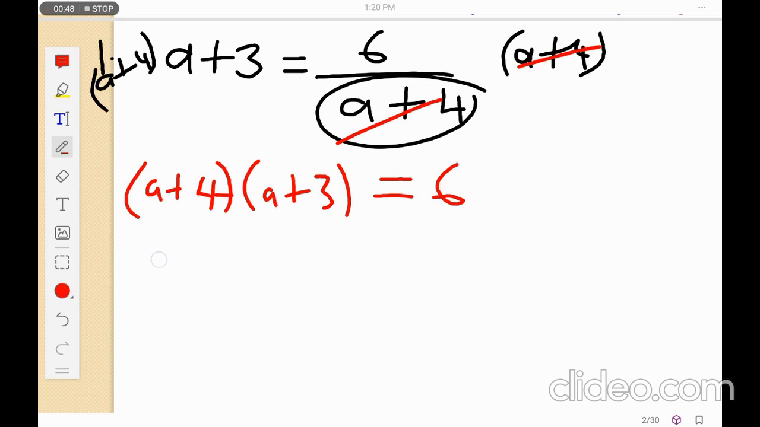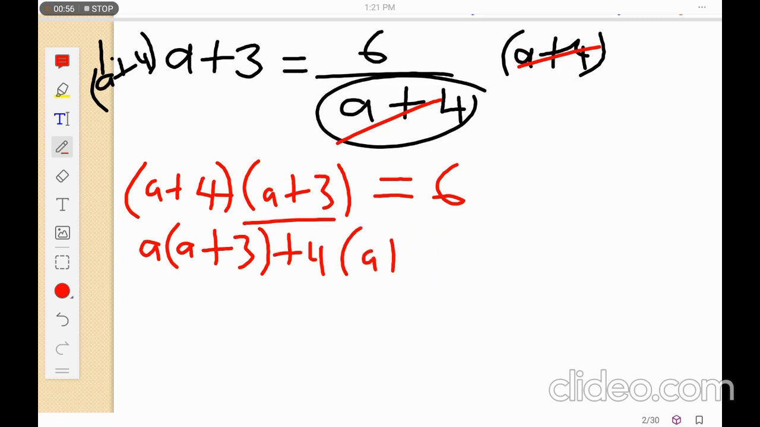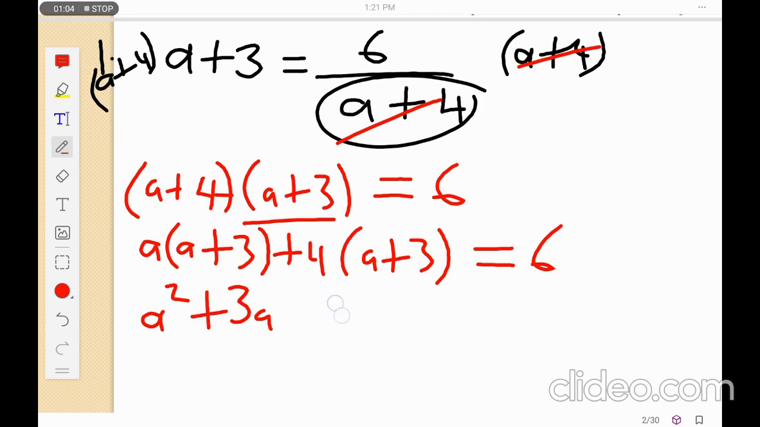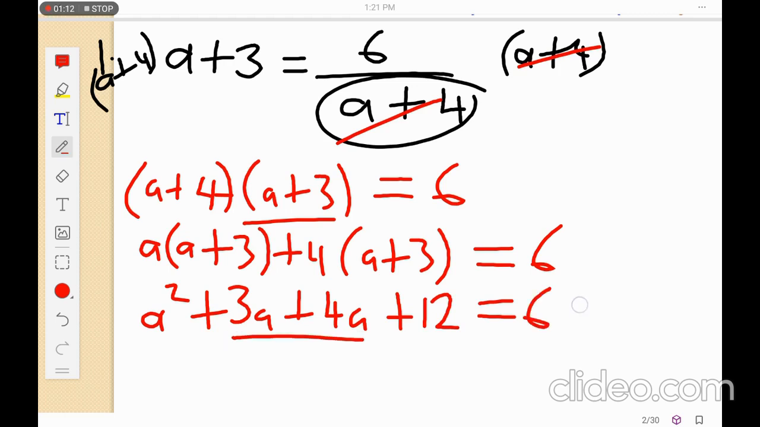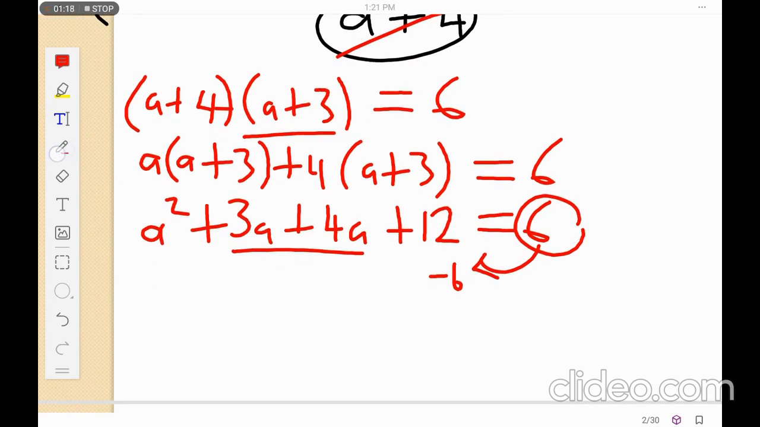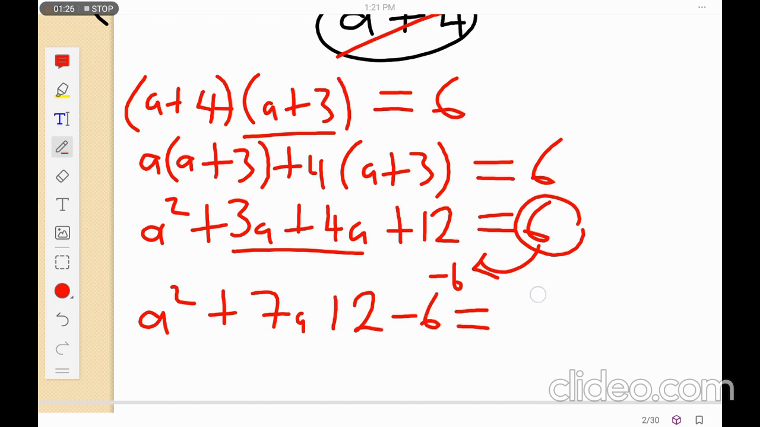Removing the brackets, I'll have a by the second bracket there, a plus 3, then plus 4 by a plus 3, the second bracket again. This is equal to a 6. Okay, a times a, I get a squared plus 3a plus 4a plus 12 is equal to a 6. I can simplify this part, and I can take this 6 to this side. It becomes minus 6. So I'll have a squared plus 7a, then 12 minus 6 is equal to now a 0.